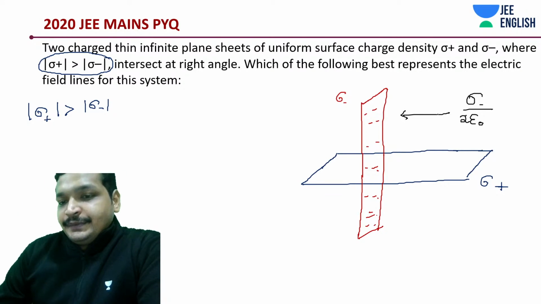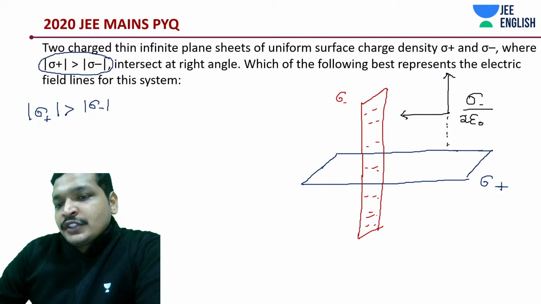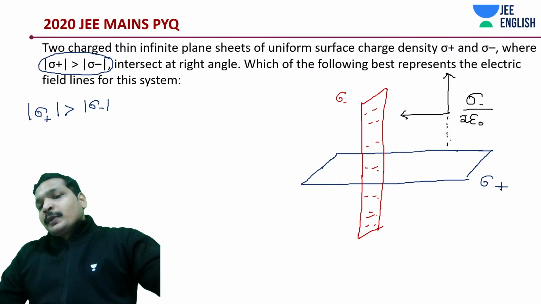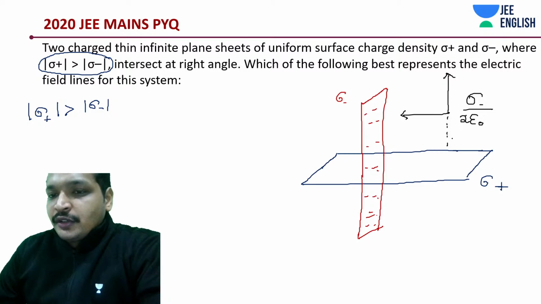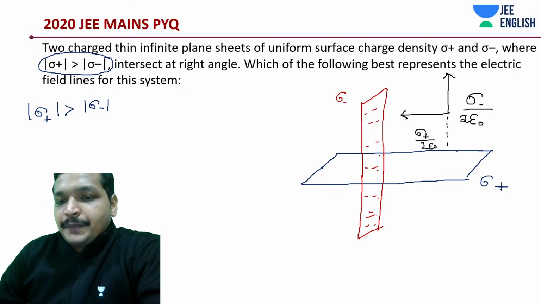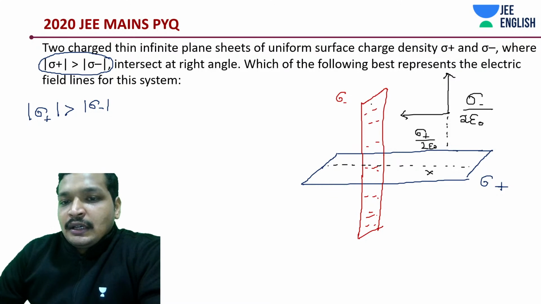And then we have another field, which is due to sigma positive. Towards it is going to be negative, away from it is going to be positive. What is the magnitude? It's going to be sigma positive over 2 epsilon naught. And which is the x-axis? The x-axis is this, and the y-axis.